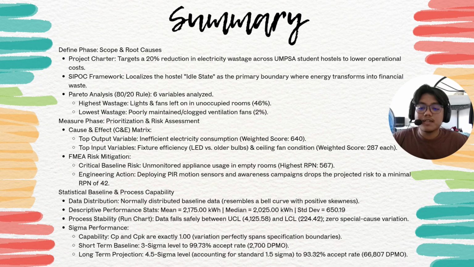Because our Cp and Cpk indices are both exactly 1.0, our process perfectly spans specification limits, translating to a short-term 3 sigma performance, which is 99.73 percent, and a long-term 4.5 sigma level, 93.32 percent, after accounting for a standard 1.5 sigma shift.